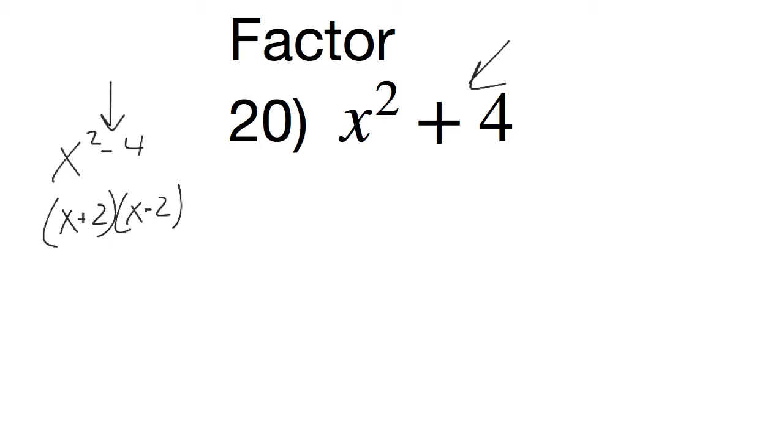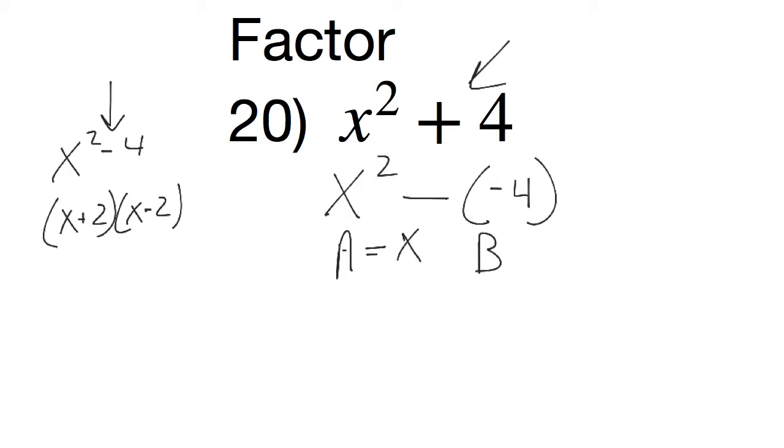Well, we're doing something more complex than real algebra. We're doing imaginary algebra, complex numbers algebra. So what you can do is you can force there to be subtraction. x squared minus negative 4. You're forcing the subtraction. Then you have to ask yourself, what times itself is x squared? And you say x. And then what times itself is going to be negative 4.